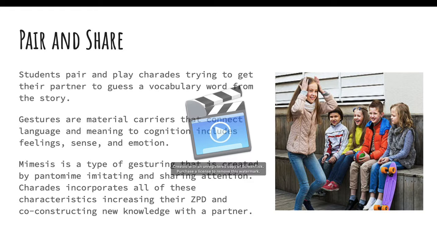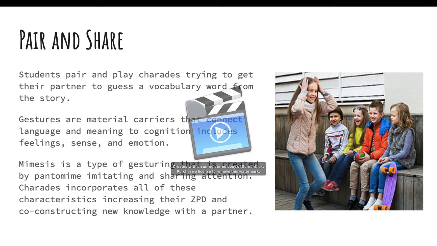The last part of our activity is a pair and share. The students are going to pair up with their elbow partner, and they are going to pick a vocabulary word they learned from the story and act it out. Their partner has to guess it, either in English or Spanish. And having them work together in this social aspect really contributes to cognitive development, according to Vygotsky.